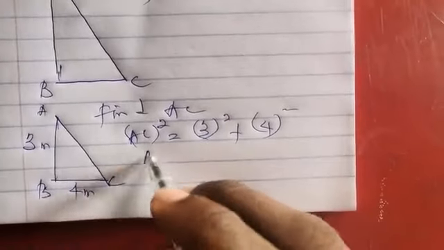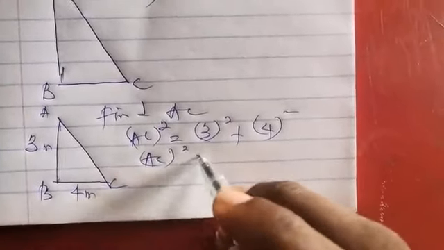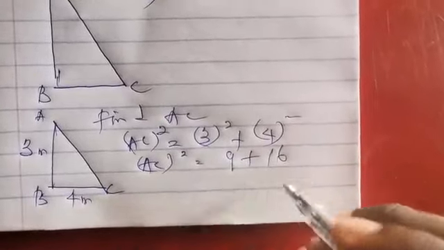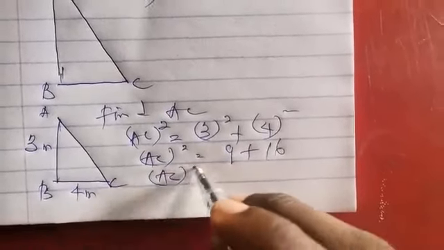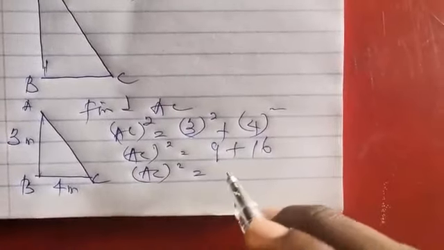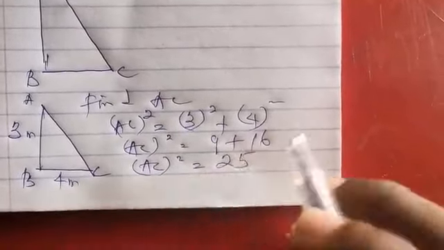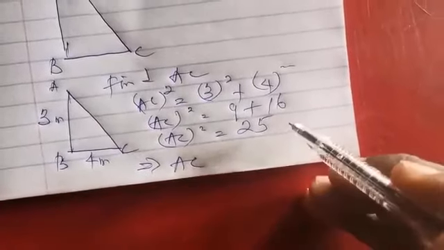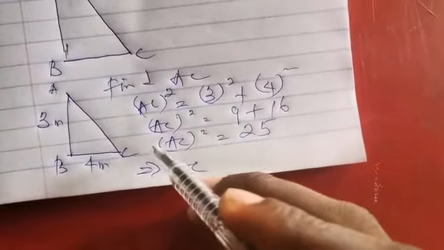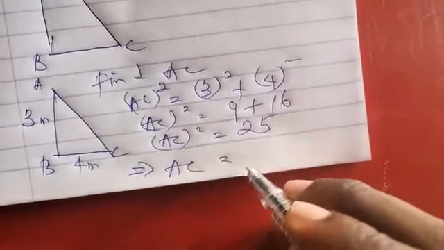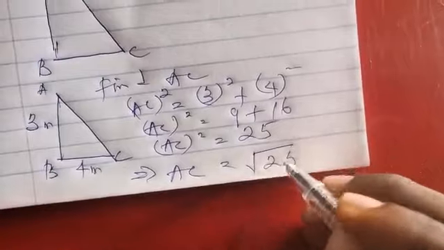So AC squared is now equal to 3 squared, which is 9, plus 4 squared, which is 16. I have AC squared to be equal to 9 plus 16, which is actually 25. So it means now that for me to obtain AC, I have to take the square root of both sides. So that's now equal to the square root of 25.